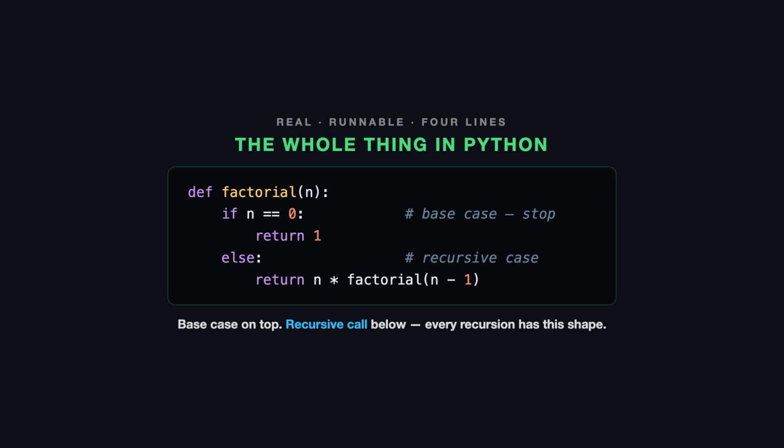Read it out loud, and it is almost the English definition. Factorial of n is n times the factorial of 1 less, unless n is 0, in which case it is 1. Every recursion you write has this same shape. A base case that stops, and a recursive call that shrinks the problem.